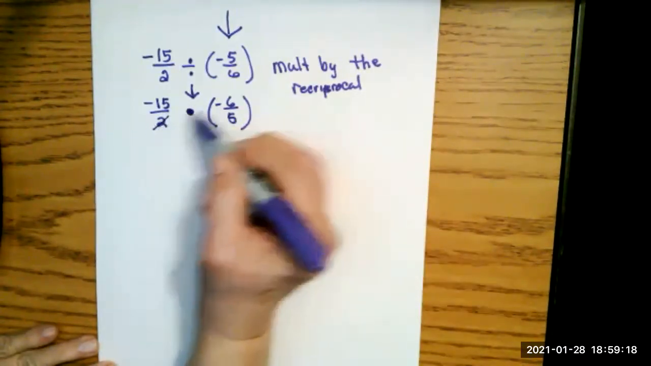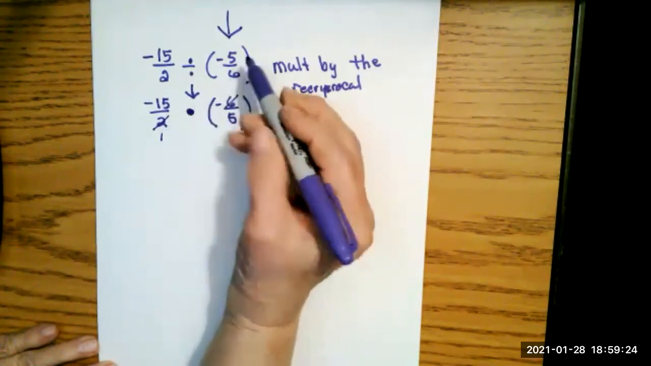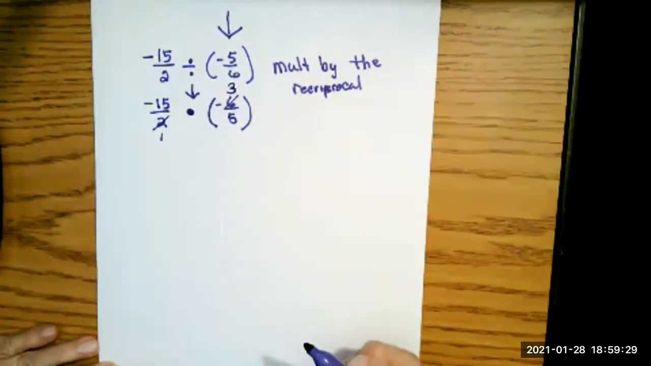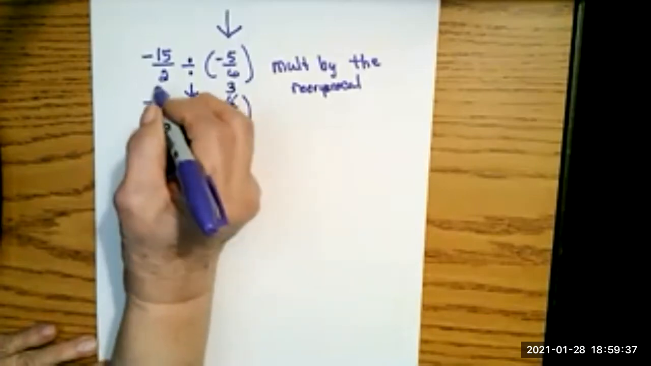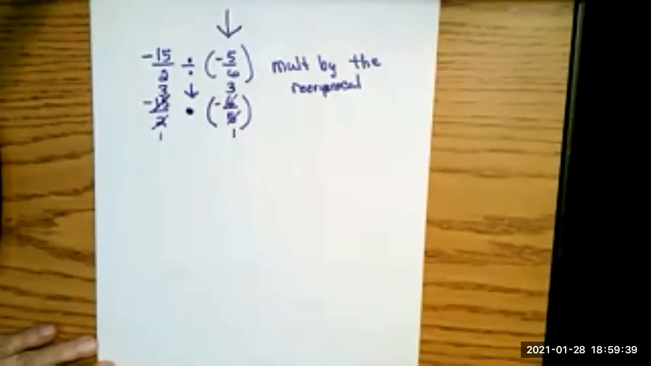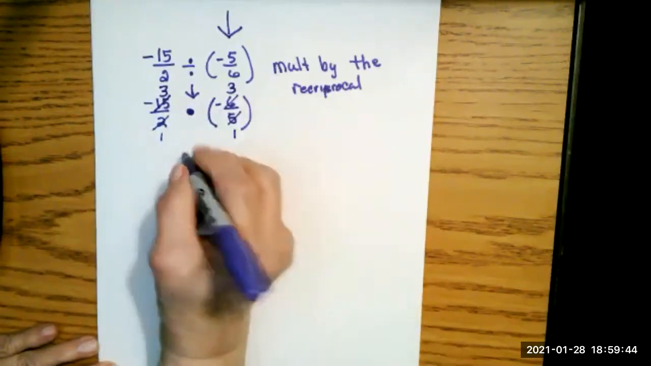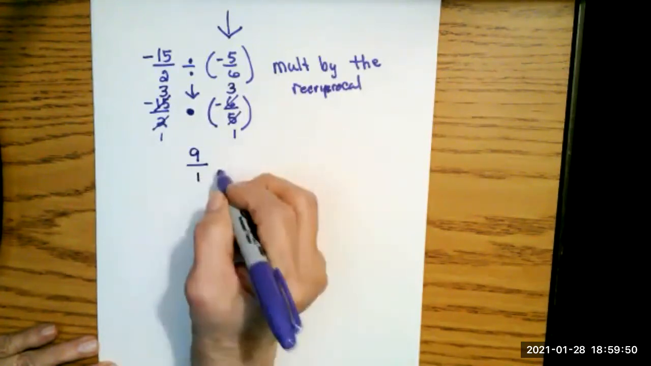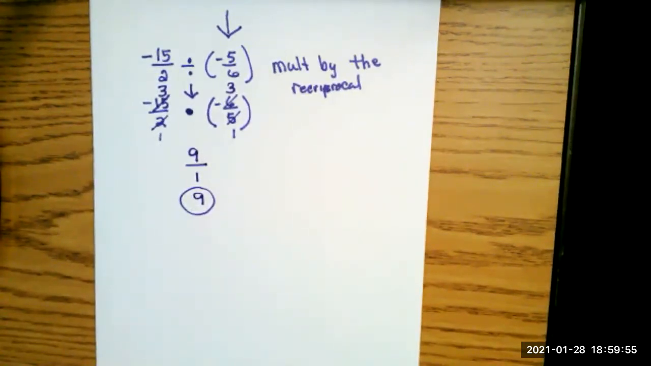Let's do some canceling. 2 will go into 2 one time. I can cancel from any bottom to any top. 2 will go into 6 3 times. This is what I do when I'm multiplying both sides by that common denominator. In this one, 5 will go into 5 one time, 5 will go into 15 3 times. Now what I have is a negative 3 times a negative 3, which is a positive 9. And in the bottom, I have 1 times 1, which is 1. So that answer is just 9. 9 divided by 1 is 9.